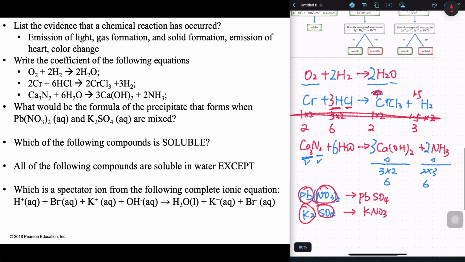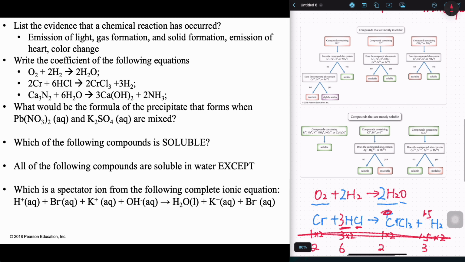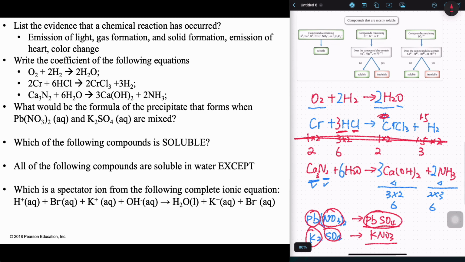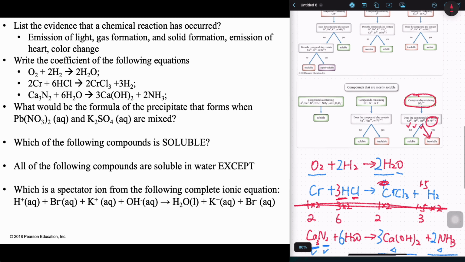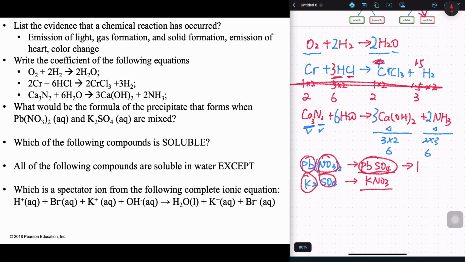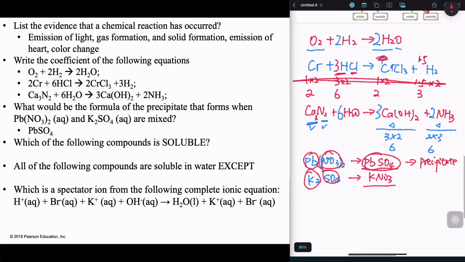Okay, so among these two compounds, which is the precipitate, or which does not dissolve in water? We need to go to the solubility chart and figure it out. So let's first check the lead sulfate. It contains sulfate, so we further check whether it contains calcium, strontium, barium, or lead. It does contain lead, which means this is insoluble, which means it will be precipitated out from the system. So the formula for the precipitate will be lead sulfate.